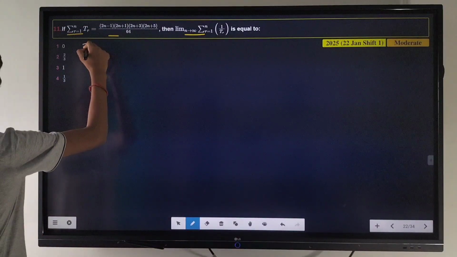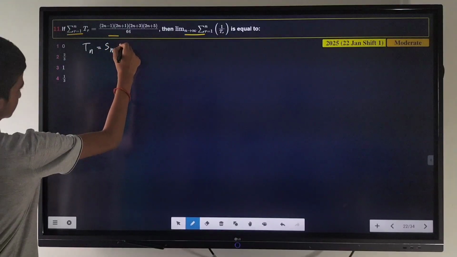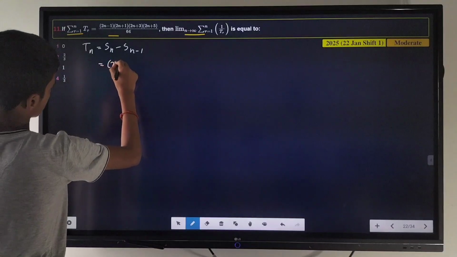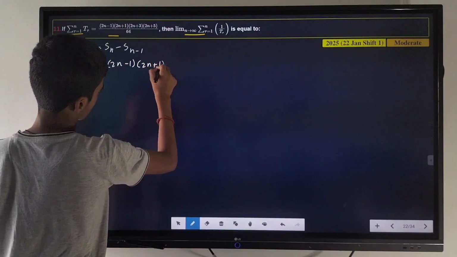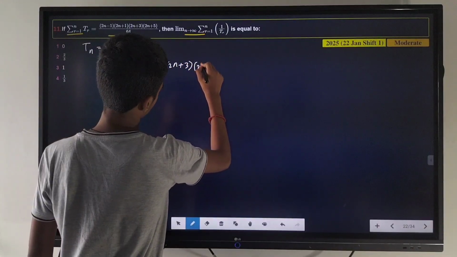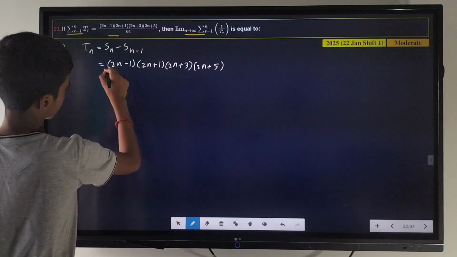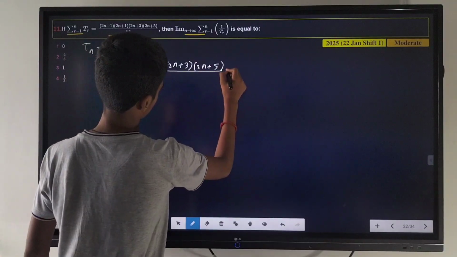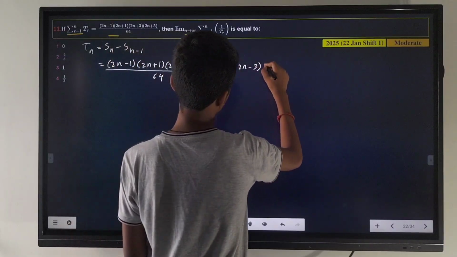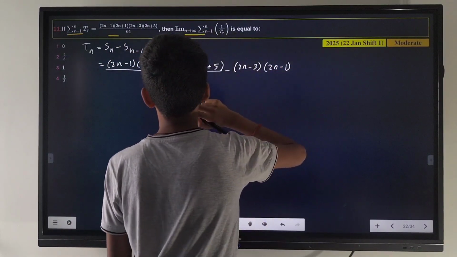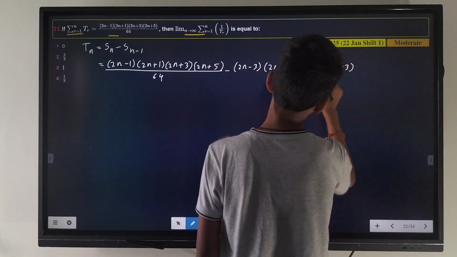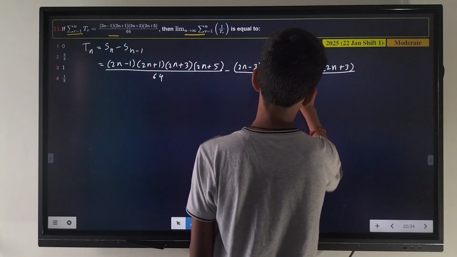We can say our t of n is equal to Sn minus Sn minus 1. This is sum of n terms. This will be (2n minus 1)(2n plus 1)(2n plus 3)(2n plus 5) divided by 64, minus (2n minus 3)(2n minus 1)(2n plus 1)(2n plus 3) divided by 64.